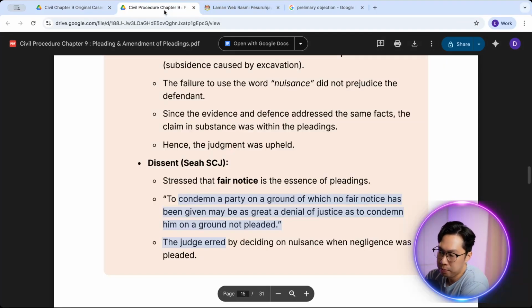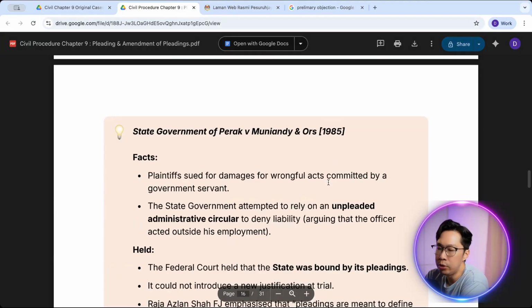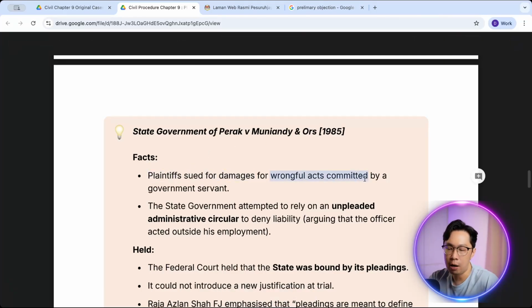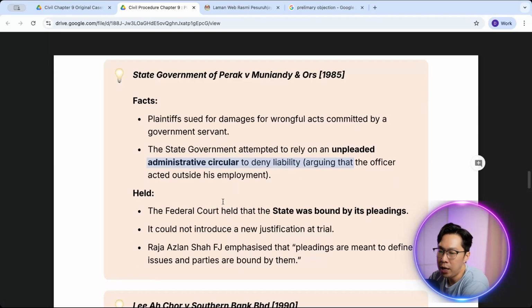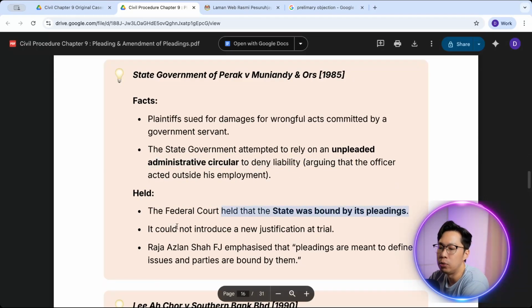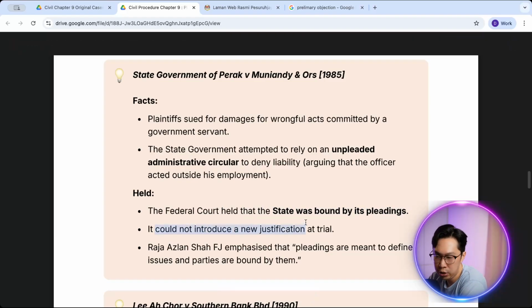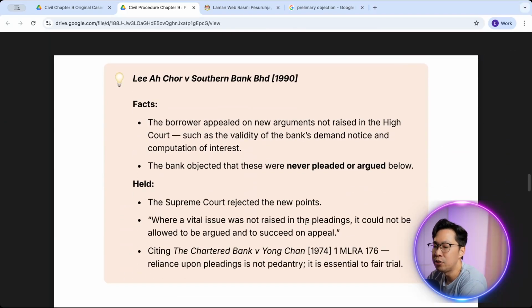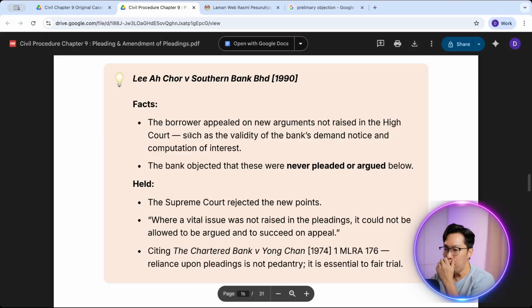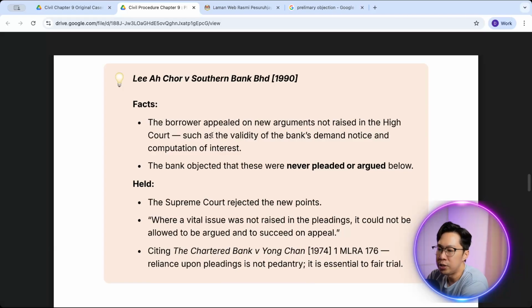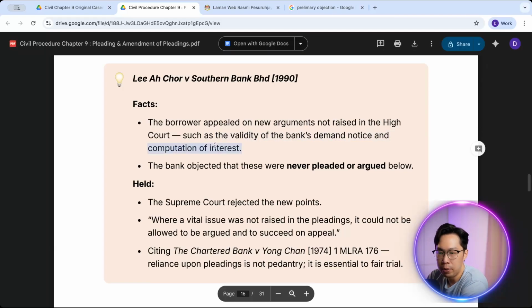Okay, very short case. State Government v. Munyandi. The plaintiff sued for damages for a wrongful act committed by a government servant. The state government attempted to rely on an unpleaded administrative circular to deny liability. The Federal Court held the state was bound. It could not introduce a new justification. Okay? Lee Ah Chaw. The borrower appealed on new arguments not raised in the High Court, such as the validity of the bank's demand notice and computation.